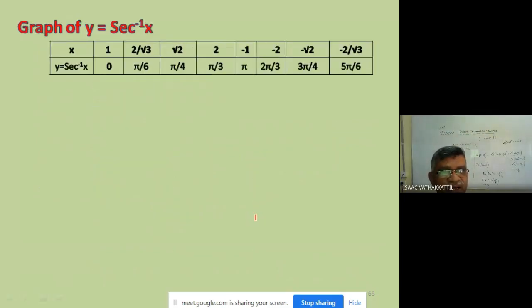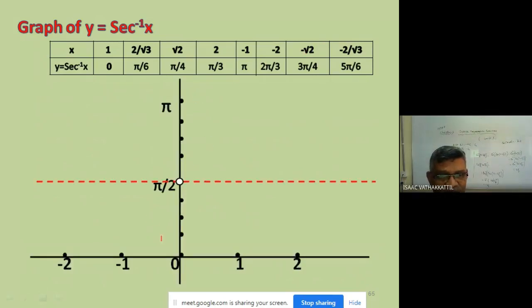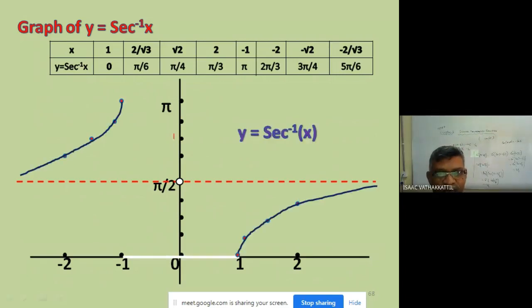Okay. Graph of y equal to sec inverse x. You may try to plot. I'm only just drawing it here. It is not defined at pi by 2. It will be between 0 to pi, but not at pi by 2. In the values, the graph of y equal to sec inverse x looks like this.